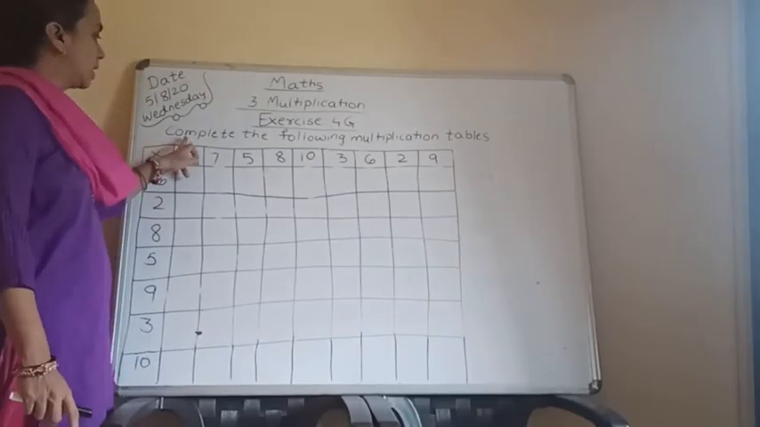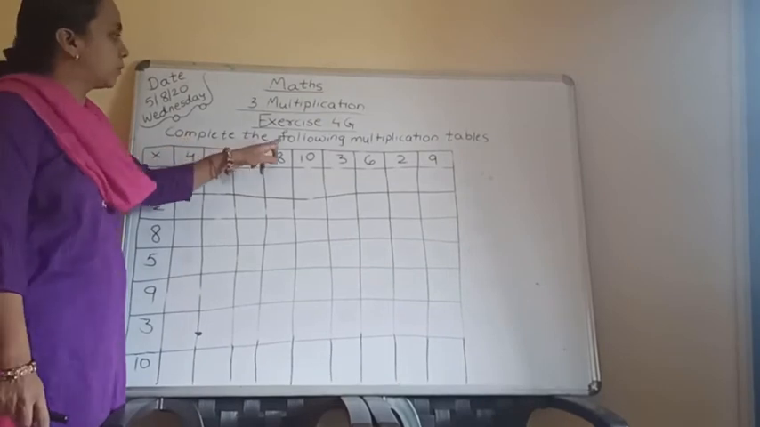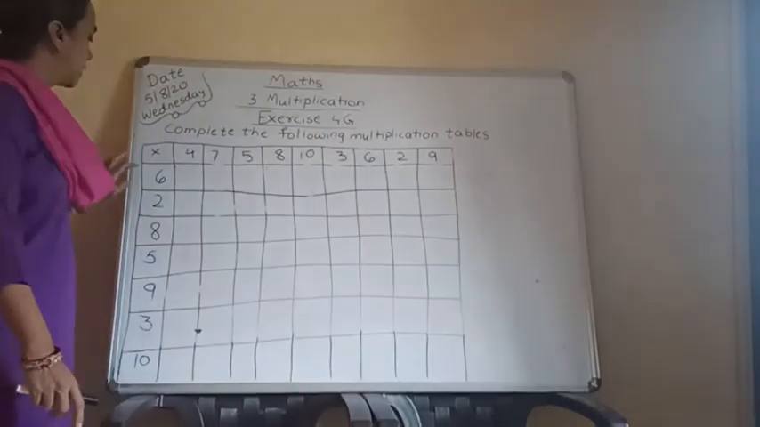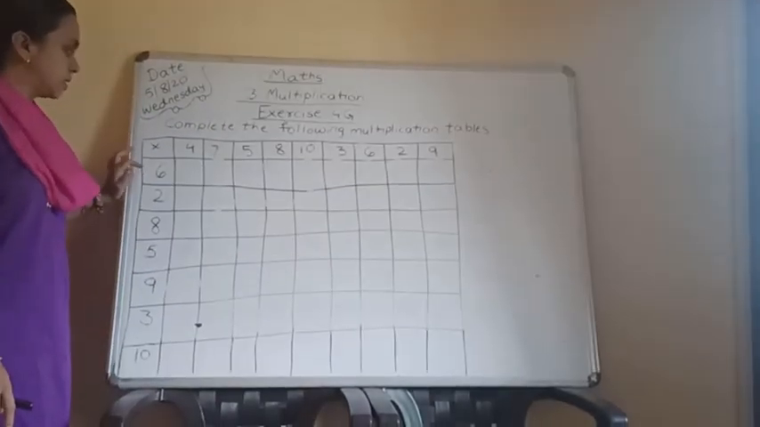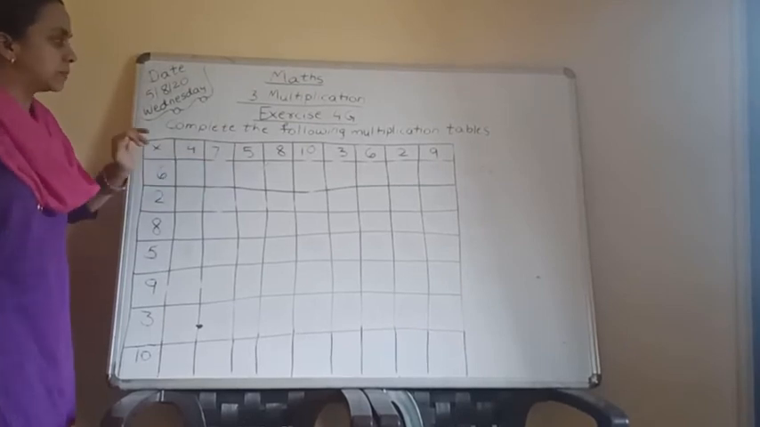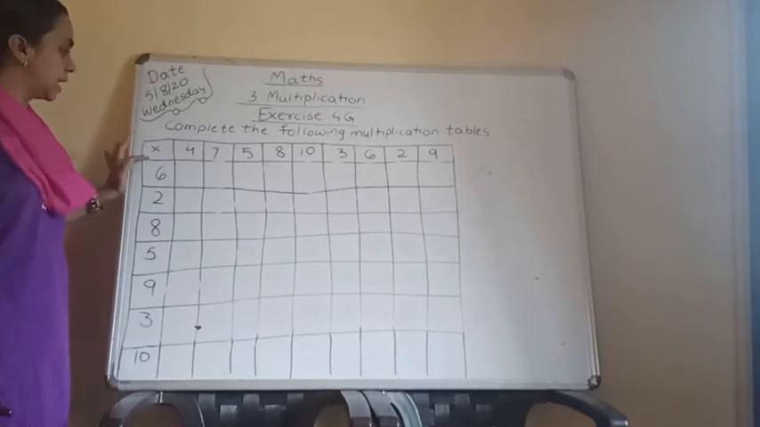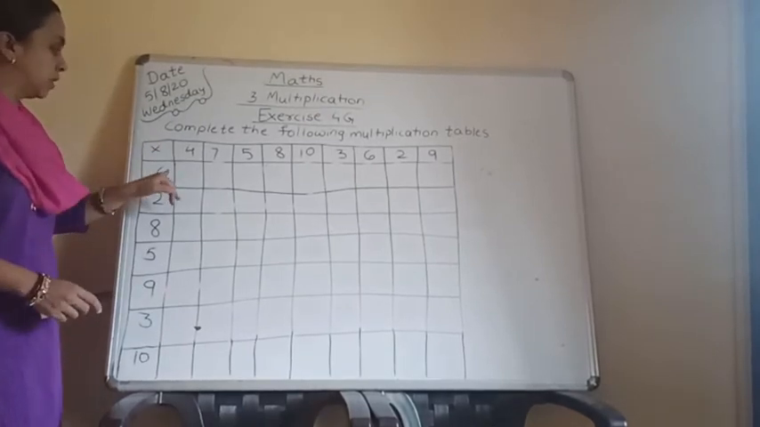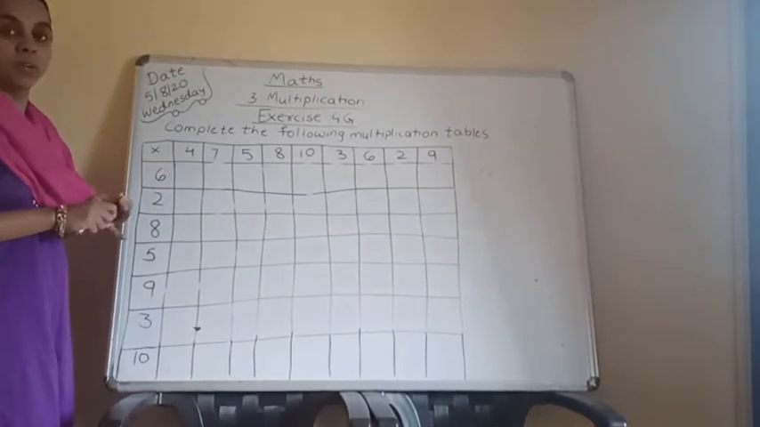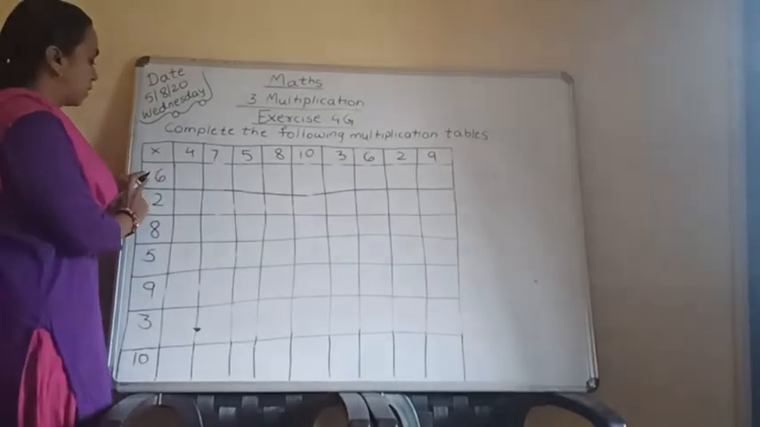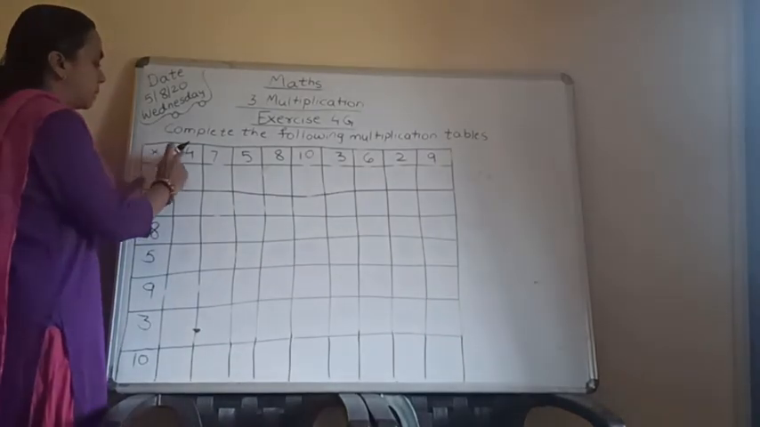Now see second table, complete the following multiplication tables. Now in this table numbers are given randomly. So we have to be very careful when we are writing the answer. So we will see one by one. Be careful when you are writing the answer. Okay. So we will start 6 multiplied by 4.